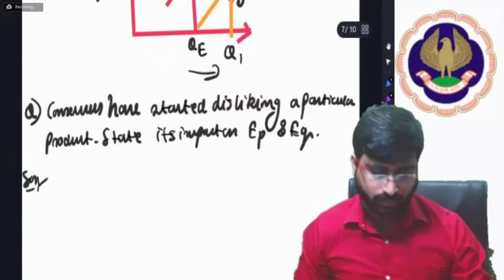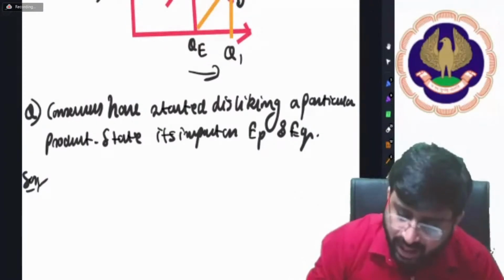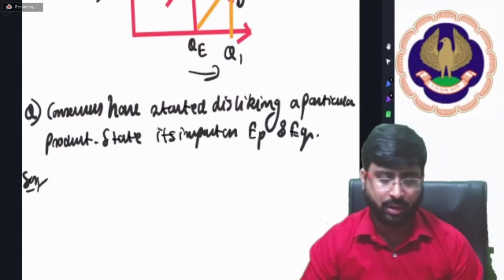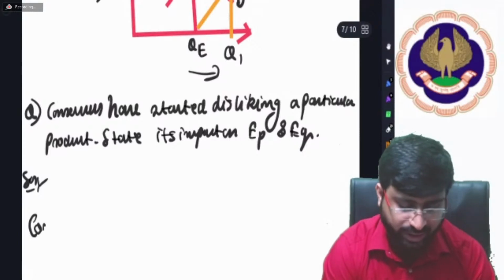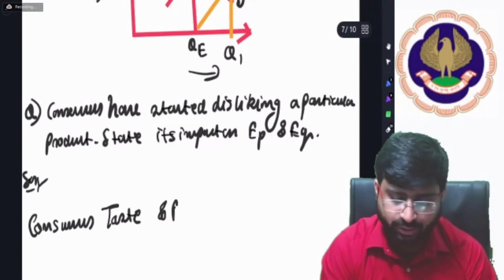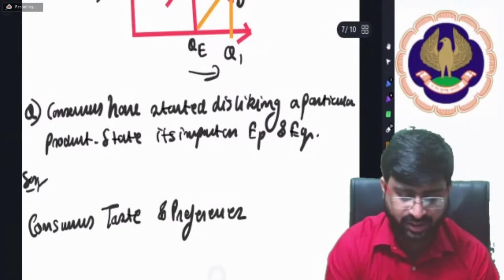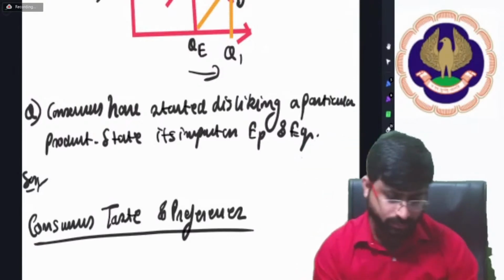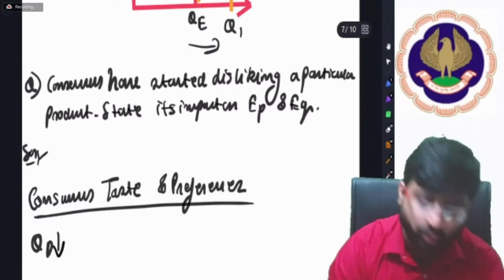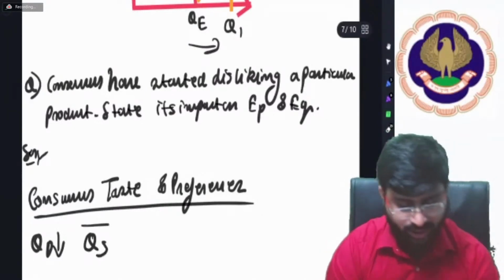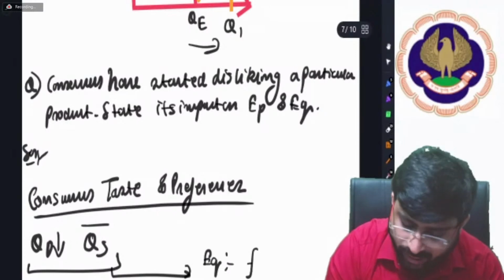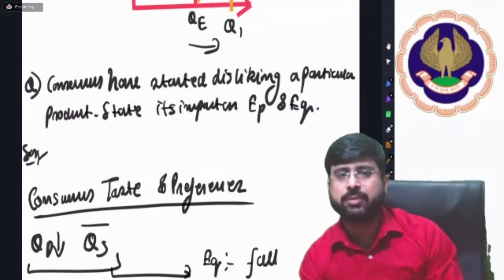So see, friends, pay attention. If consumers have started disliking a particular product, this is a factor affecting demand. We have studied it under the head of consumers' tastes and preferences. If it goes against the product, the quantity demanded is obviously going to fall, quantity supplied remaining constant. Now, if either one of them is falling, the equilibrium quantity is obviously going to fall.